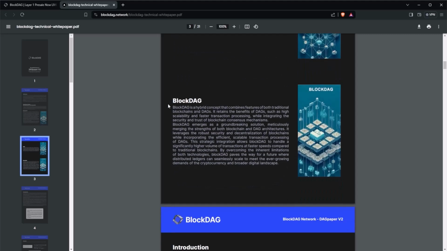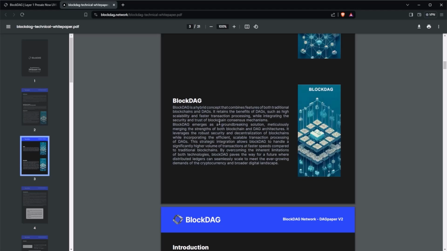So here is where BlockDAG comes in. This hybrid concept combines features of both traditional blockchains and DAGs. It retains the benefits of DAGs, such as the high scalability, faster transaction processing, while integrating the security and trust of the blockchain consensus mechanisms.